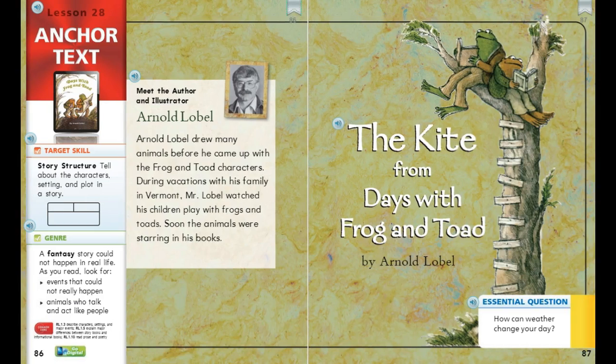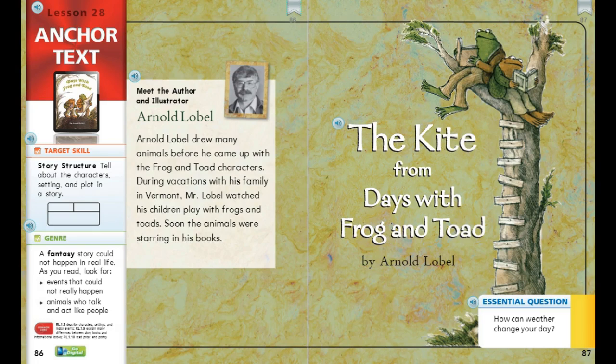Let's turn the page. Here is our anchor text, The Kite, from Days with Frog and Toad. The author and illustrator, so he wrote the words and drew the pictures, is Arnold Lobel. He drew many animals before he came up with the Frog and Toad characters. During vacations with his family in Vermont, Mr. Lobel watched his children play with frogs and toads, and soon the animals were starring in his books.